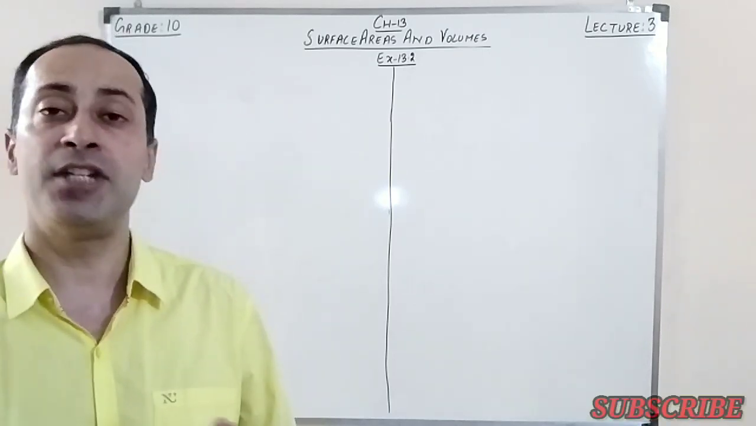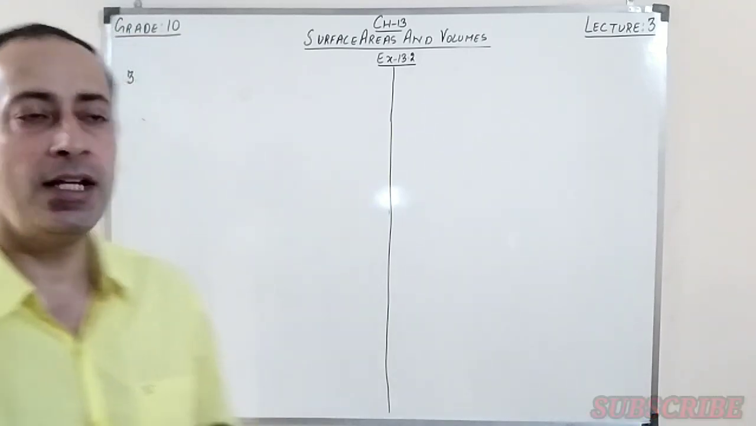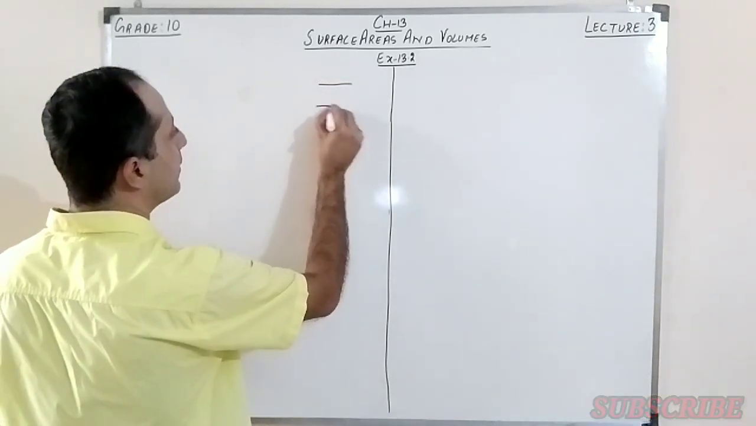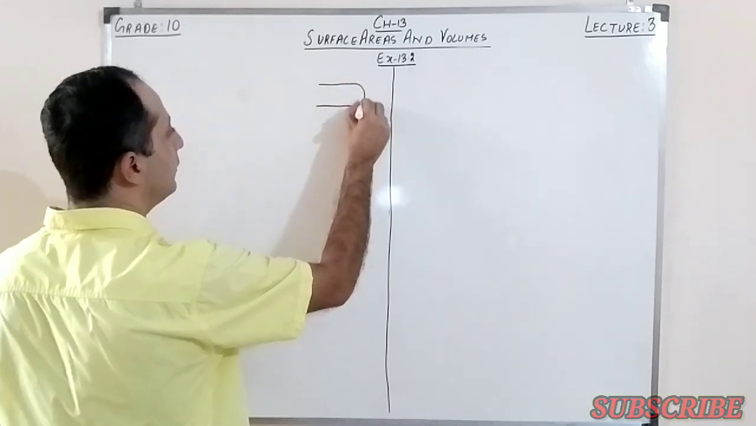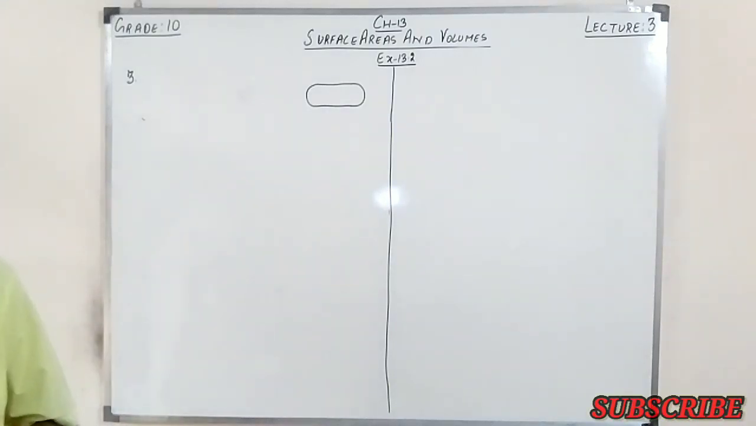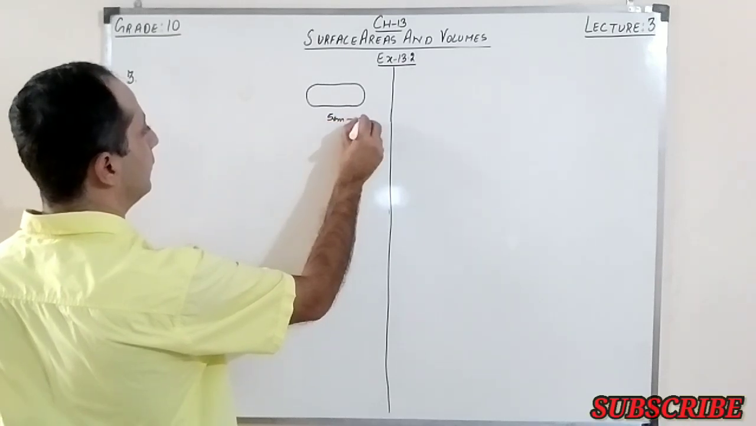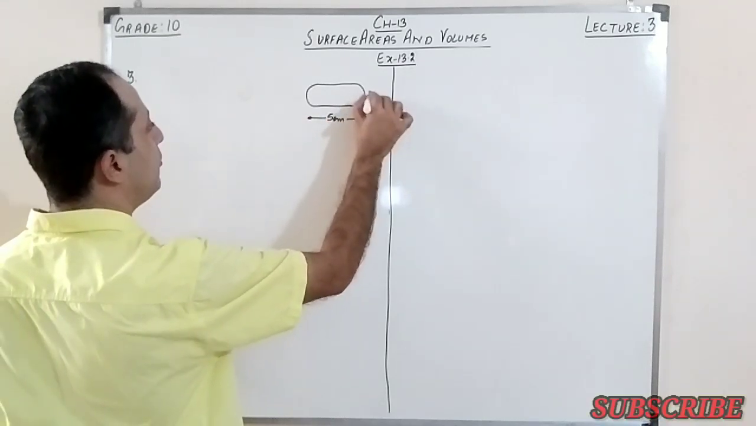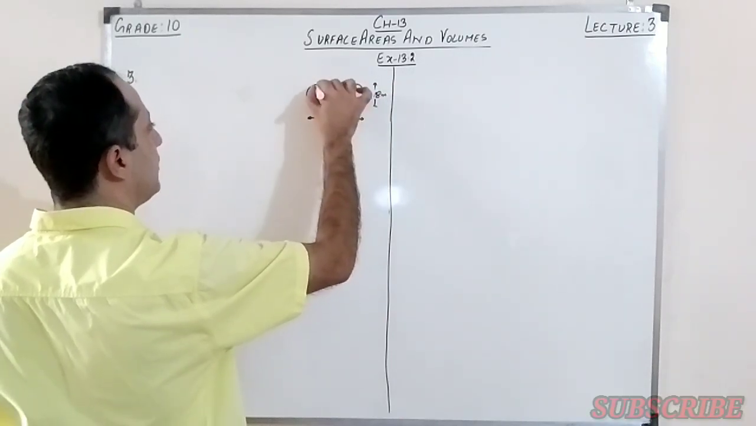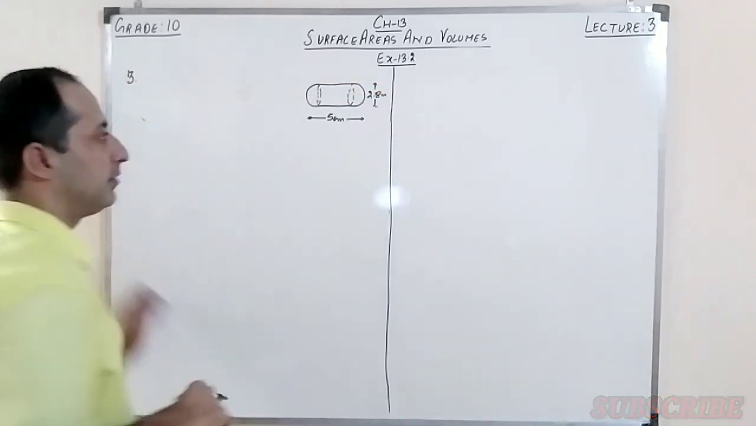So first, let's simplify the question. It's given that the shape of the gulab jamun is a cylinder in the middle and 2 hemispheres on the outer side. So something like this. Now the total length of this gulab jamun is given as 5 centimeter and the diameter is 2.8 centimeter. I just make a partition here, something like this, right?